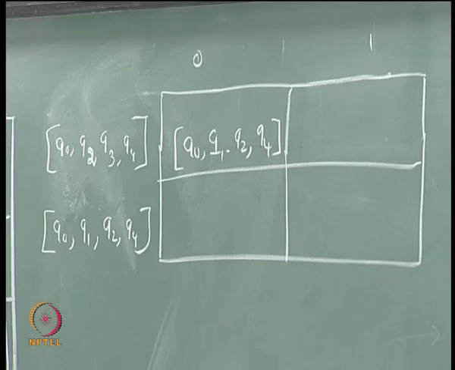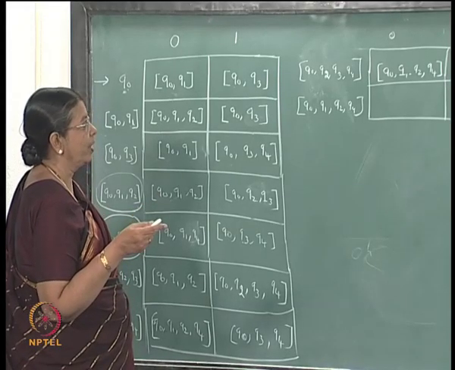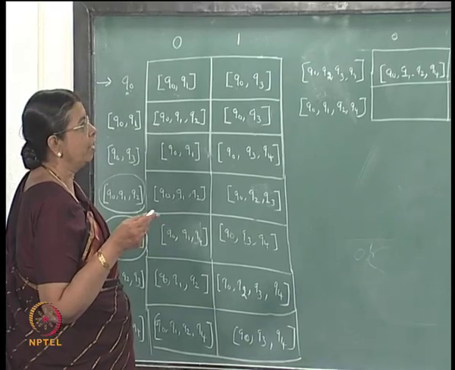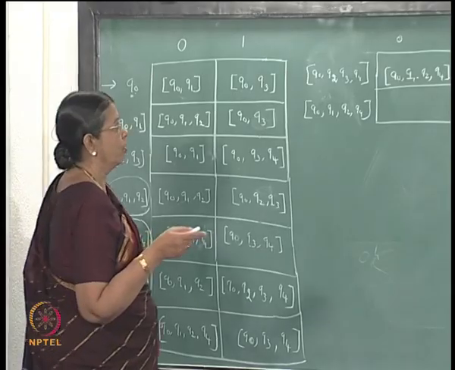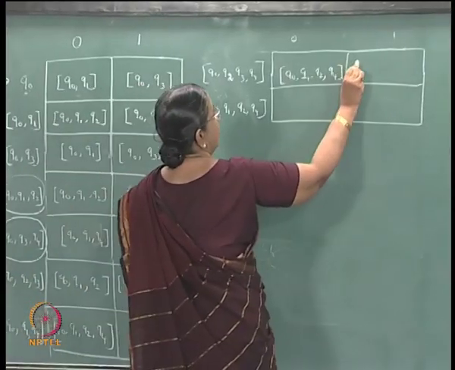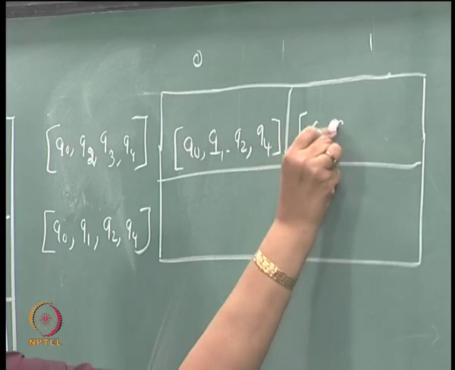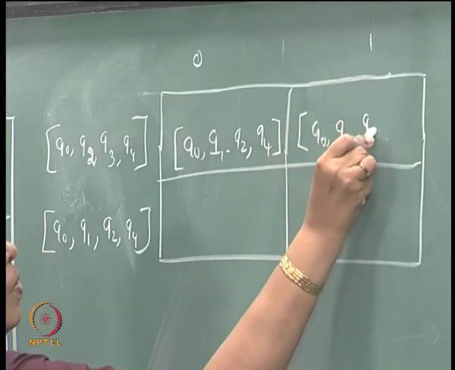Now, from Q0, Q2, Q3, Q4, if you get a 1, what do you go to? From Q0, if you get a 1, you go to Q2, Q0 or Q3. From Q2, if you get a 1, you go to Q2. From Q3, if you get a 1, you go to Q4. So, you get the same state. So, this will be Q0, Q2, Q3.